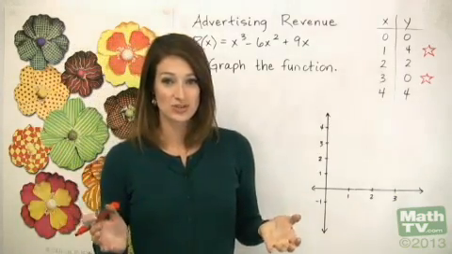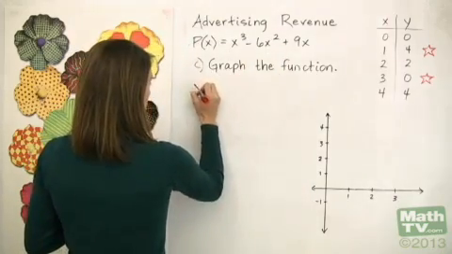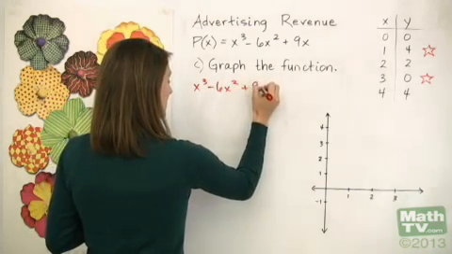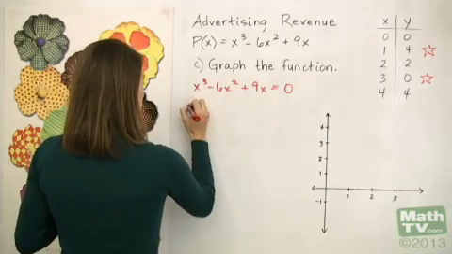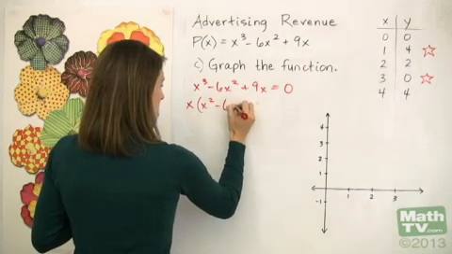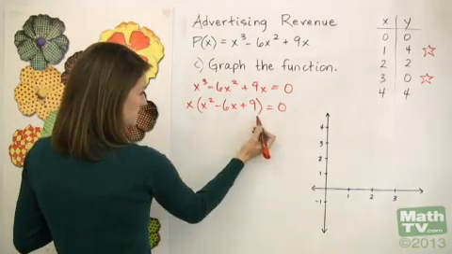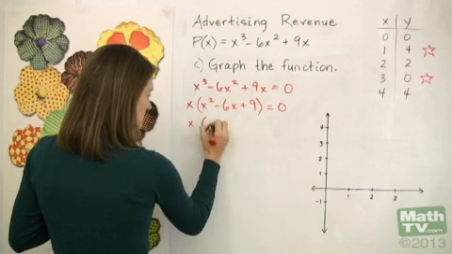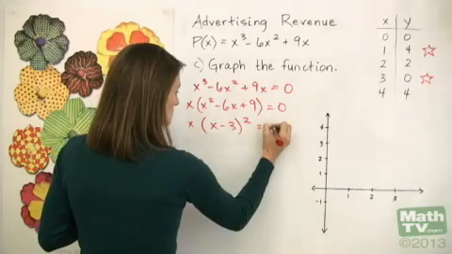The first thing we should do is find the x-intercepts. So if we take this function and set it equal to 0, x to the third minus 6x squared plus 9x equals 0. Let's first pull out an x. That leaves us with x squared minus 6x plus 9 equals 0. Within the parentheses here, we can factor this very easily. We have x times (x minus 3) squared equals 0.